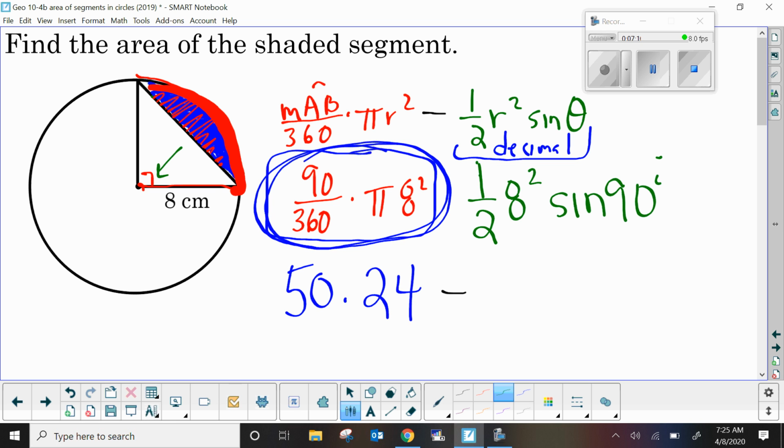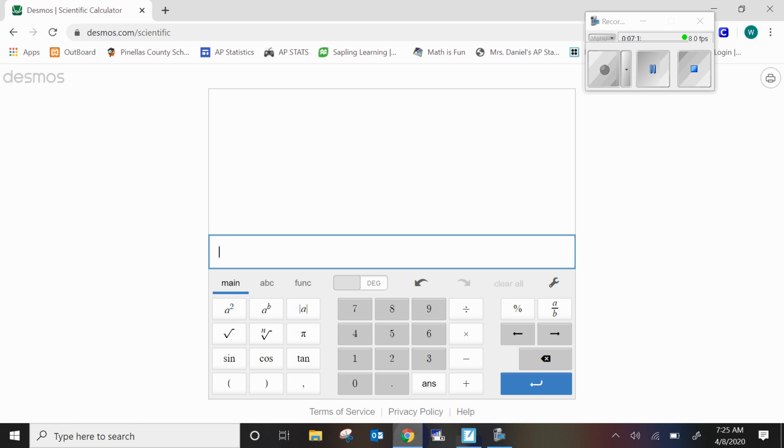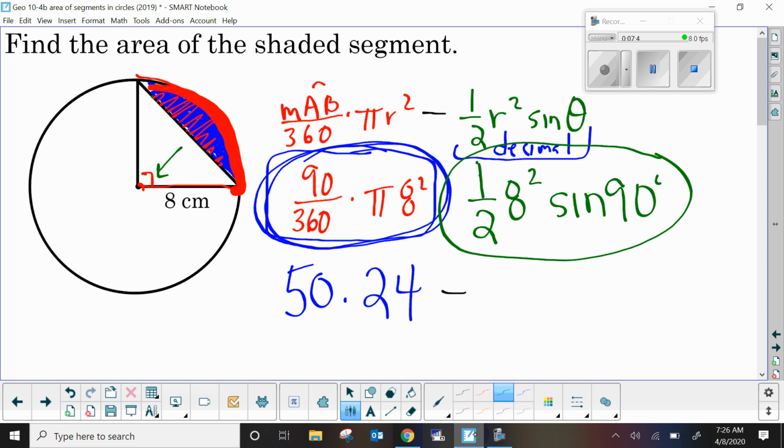Okay, I'm going to go over to the calculator and do this. All right, clear all. 1 divided by 2 gives me 0.5. 0.5 times 8 squared gives me 32. And 32 times sine of 90. Hit enter and boom, 32. So this part is 32.